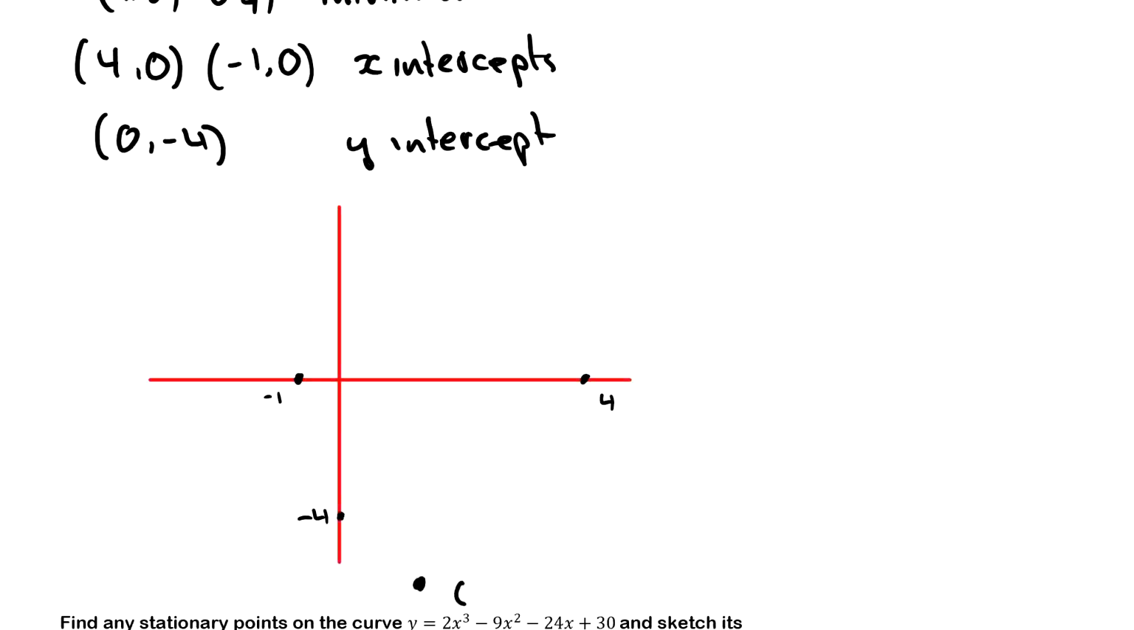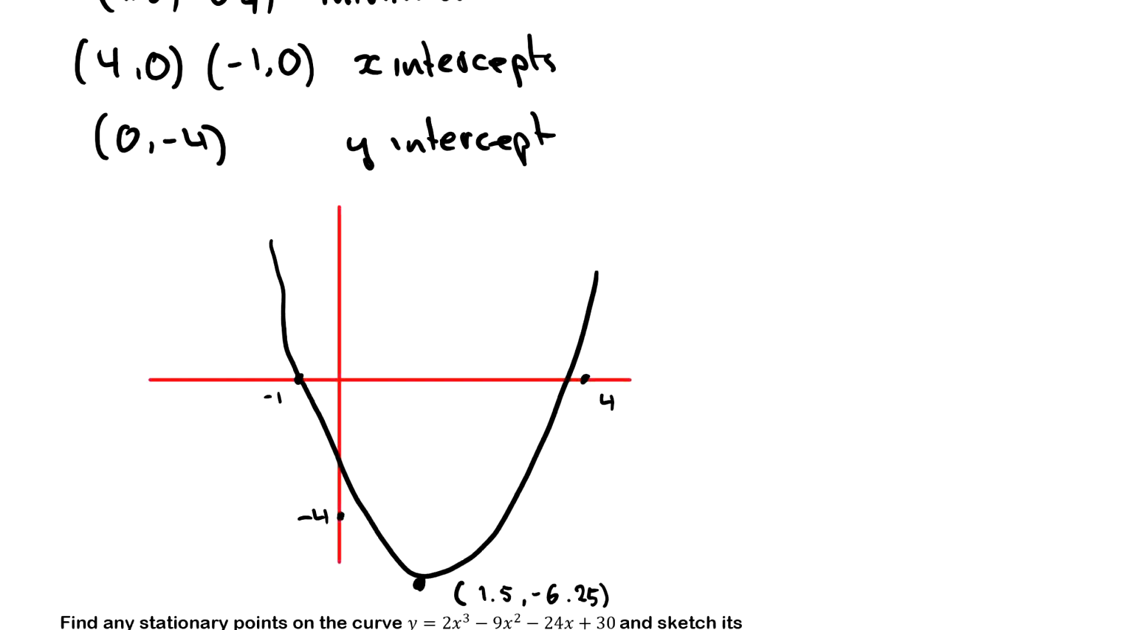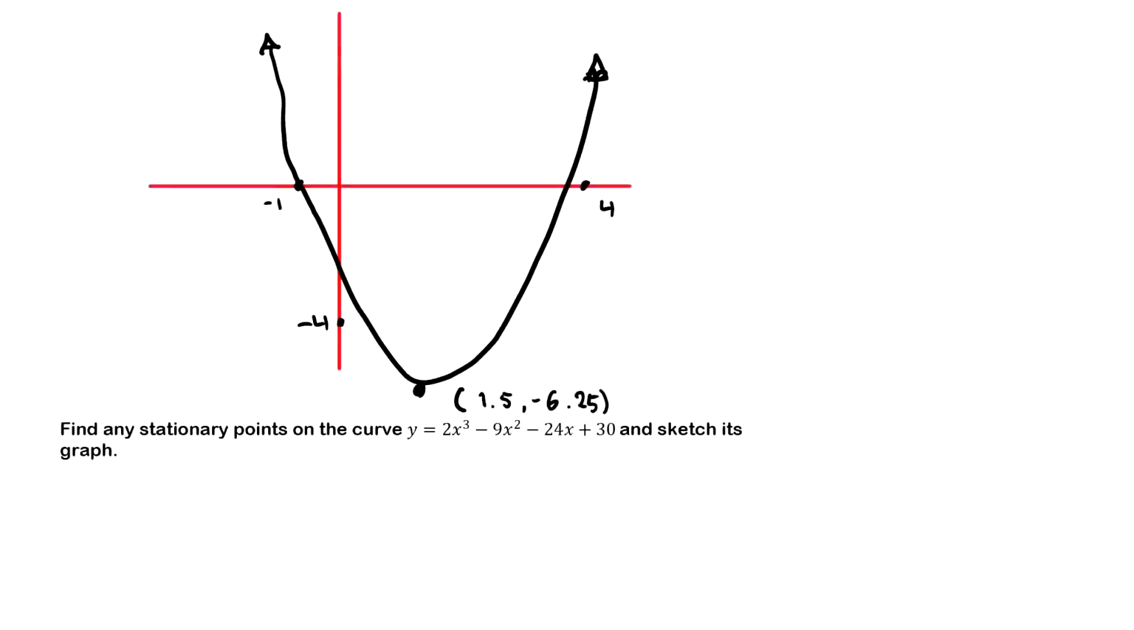Now this point down here is going to be our 1.5 and our 6.25 or 6 1/4, alright? So remember, it was a minimum, so if we just connect all the lines, that's a terrible graph, but you get the point. And that there is our sketch of the graph.